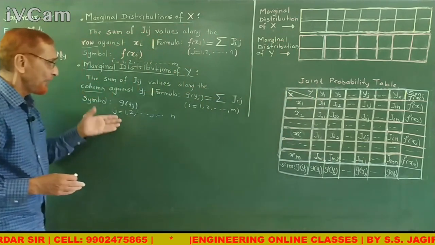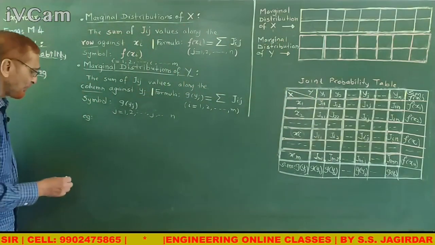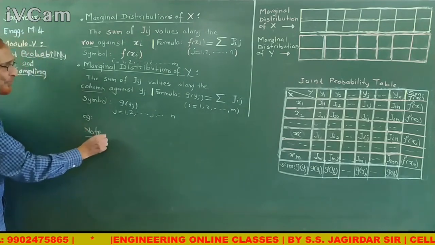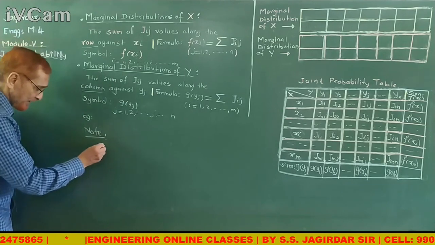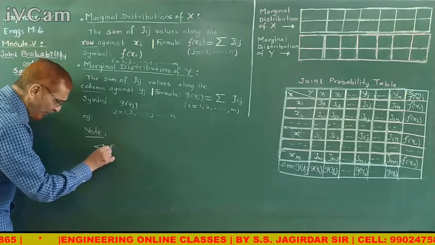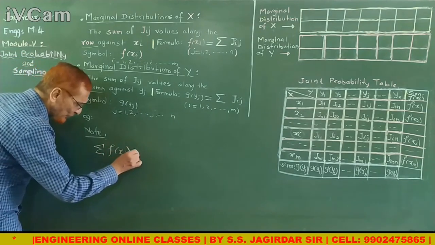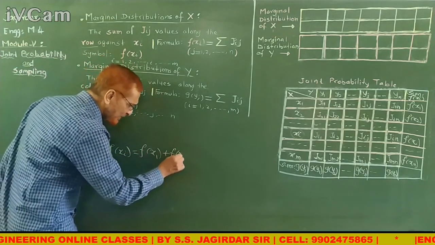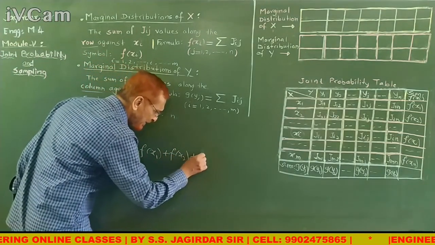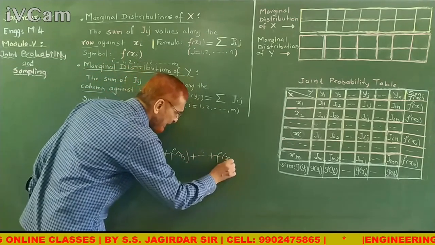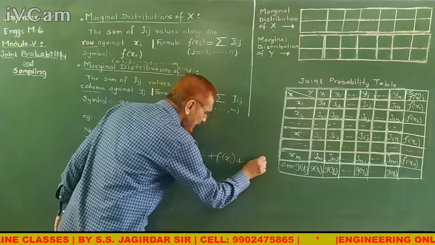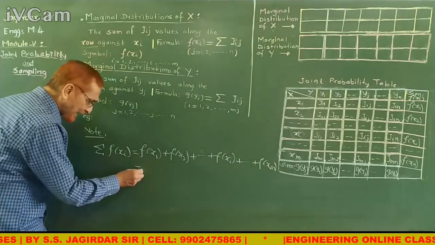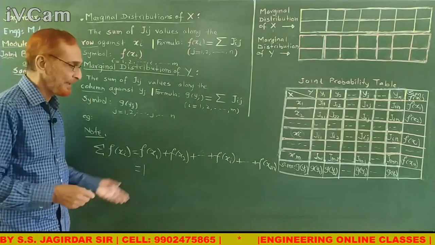Now, if you take up these two, here is one more important thing you can note. If you take the sum of all the f of xi values, that means f of x1 plus f of x2 plus up to f of xi plus f of xm, then you will observe that the answer is 1. It will result in 1.